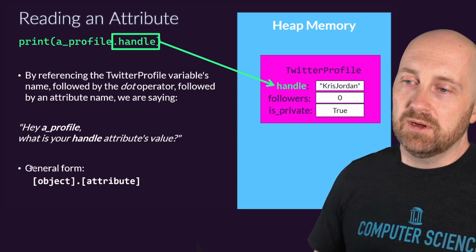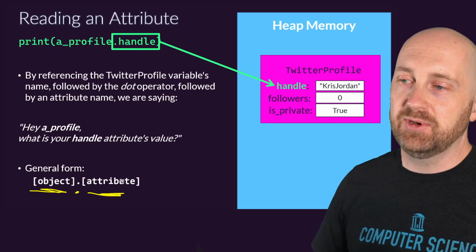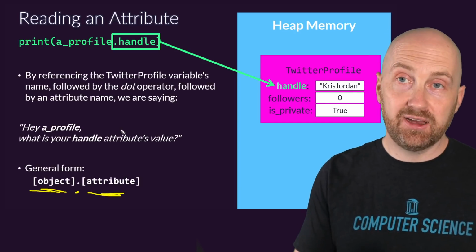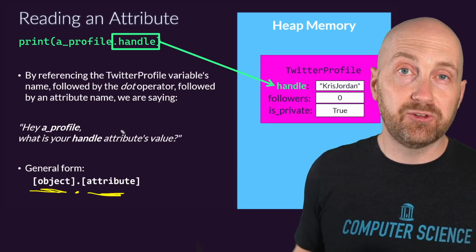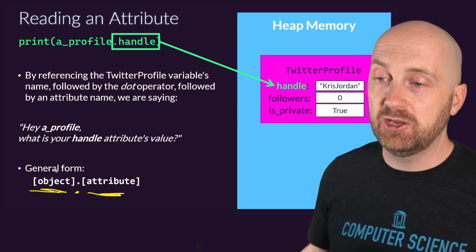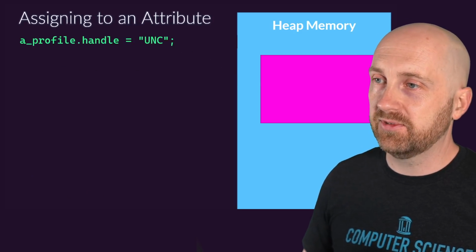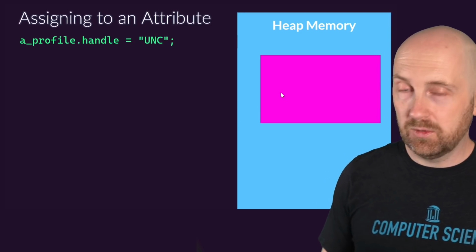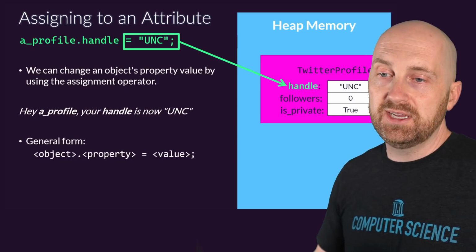When you use the form object followed by a dot and then an attribute name, you're saying, hey, object, what is the value bound to this specific attribute? So this is how we're able to read an object's attributes and use those attributes at various points in other expressions in our programs. If we want to assign or overwrite an attribute, we can use the assignment operator.